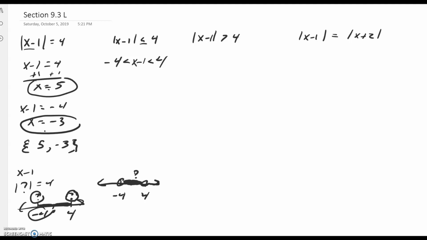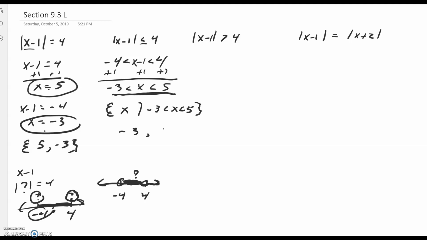This says that negative 4 has to be smaller than x minus 1 and x minus 1 has to be smaller than 4. Now it is acceptable to do something to all three parts, like add 1 to all three parts. It's a very neat trick. This is the fastest way that I know of to do this problem. And so we have negative 3 is less than x and x is less than 5. Now the directions might say to write this in set builder notation. Well, fine, we can have the set of all x's such that this is true. They might say to write it in interval notation. Well, fine, there it is in interval notation. They might say write it in a graph. Well, fine, here it is in a graph. So all those are possibilities.